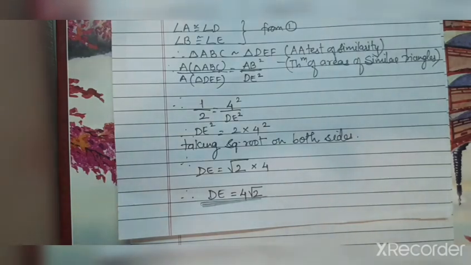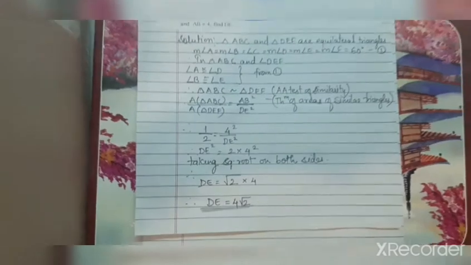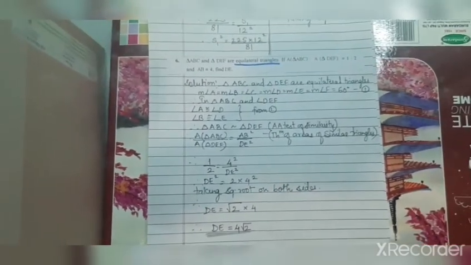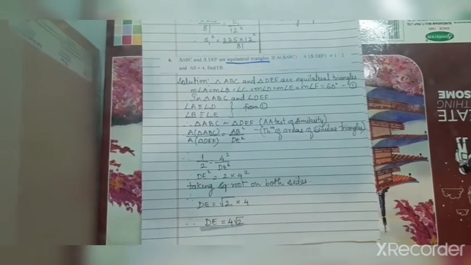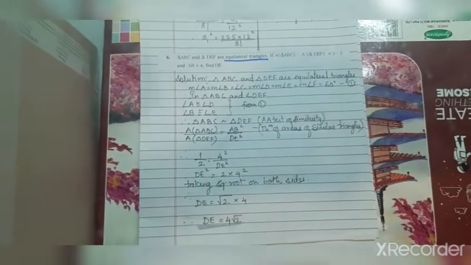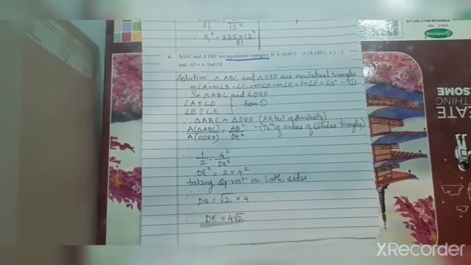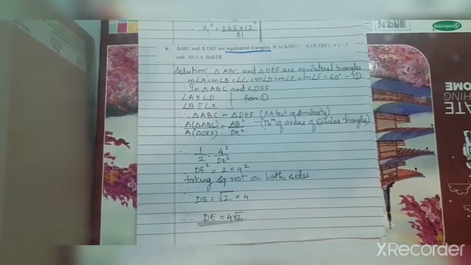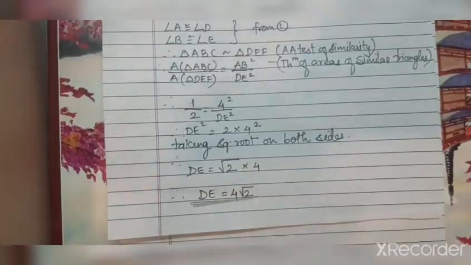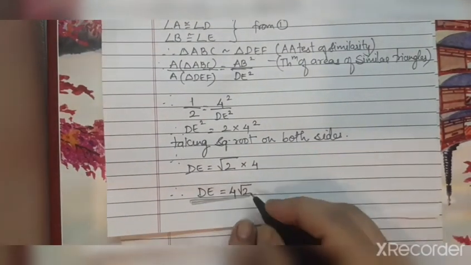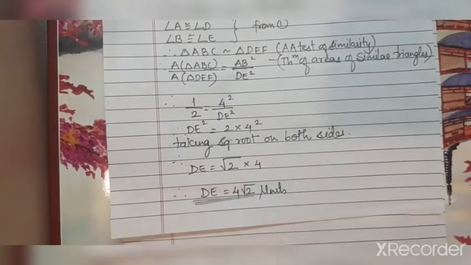I hope you have understood how we first proved that the triangles are similar and then we used the property. So, it is very important that you should know that the triangles are similar. Then only we can use the theorem of area of similar triangles. Don't forget this. No units because they have not given units. You can just end your answer by writing so much units.